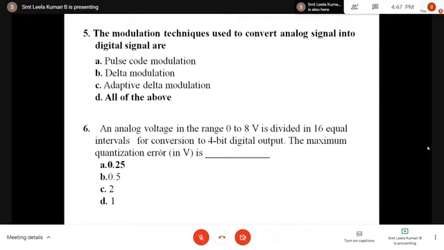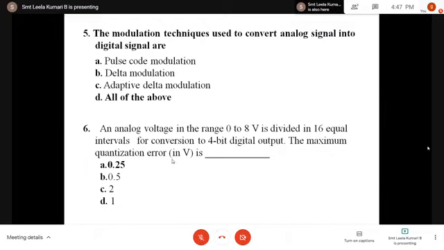Option D is correct. An analog voltage in the range 0 to 8 volts is divided into 16 equal intervals for conversion to 4-bit digital output. The maximum quantization error in volts is. So the dynamic range of the modulating signal is 0 to 8 volts, which is divided into 16 equal intervals. That means the number of levels is 16. If there are 16 levels, then each sample is represented by 4 bits, because 16 can be represented as 2 to the power of 4. So it was given already, for conversion to a 4-bit digital output.